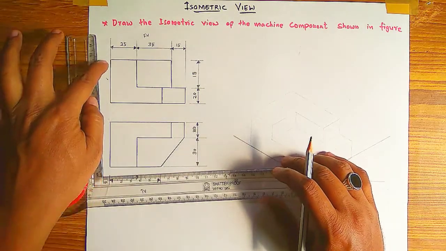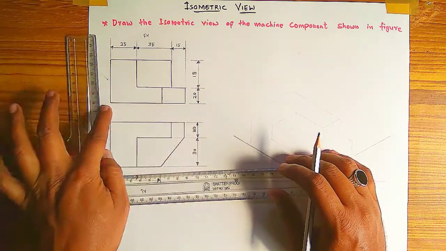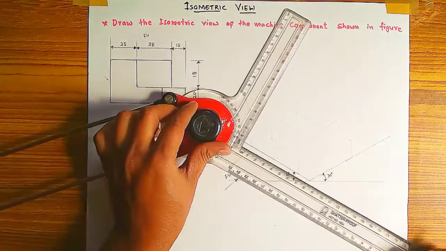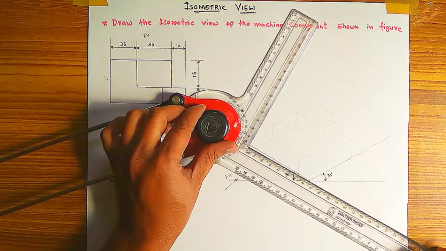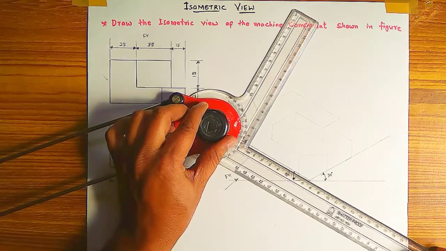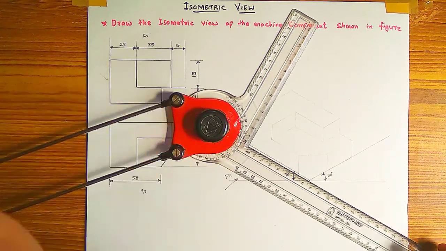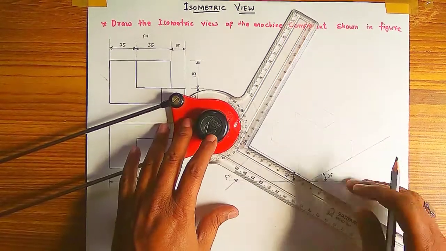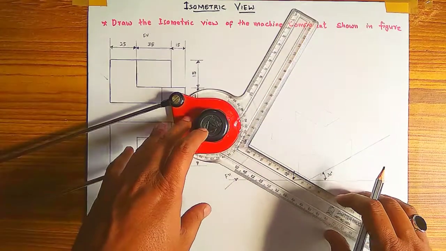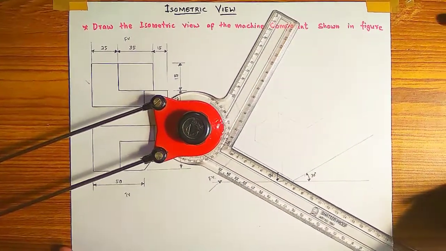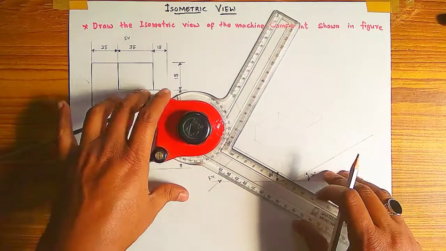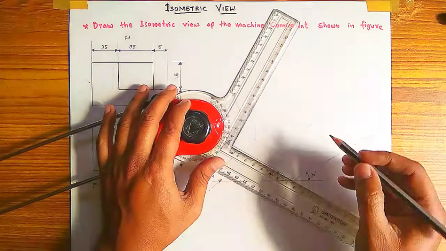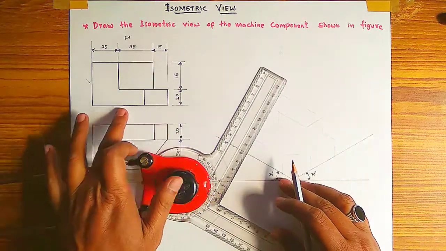Then measure this distance, how much it is. Total distance is 25 plus 35, 60. 60 plus 15, 75. So I will have to take 75 from here as the distance. This 75 we have to take from here. Then I am taking 75 mm from here till here. This line I have taken as the distance.